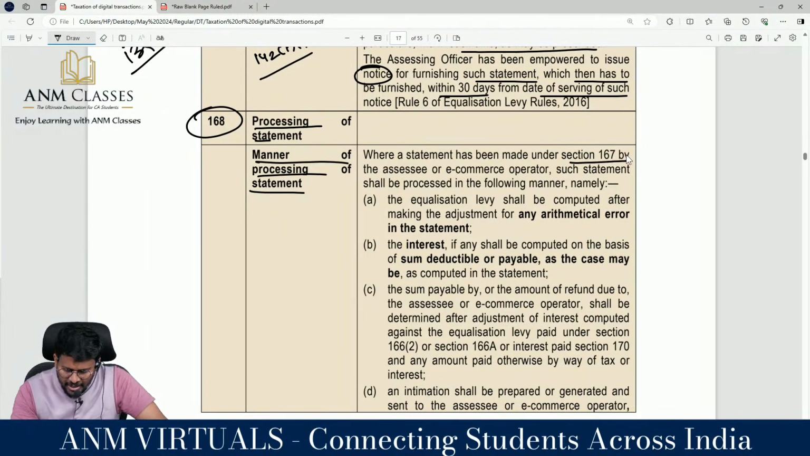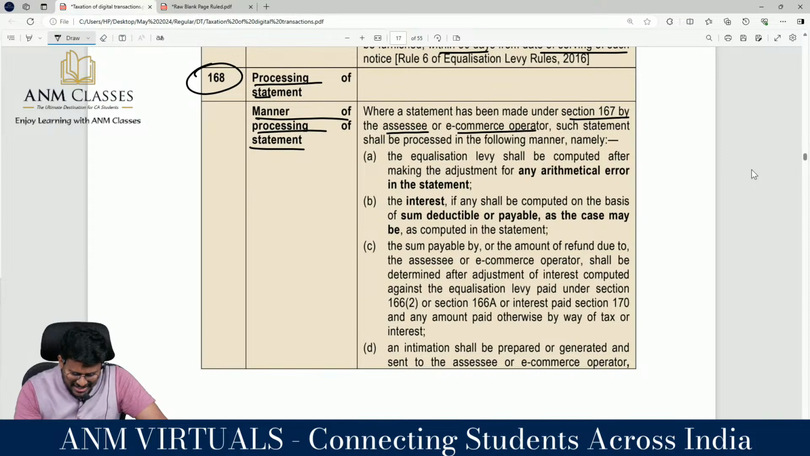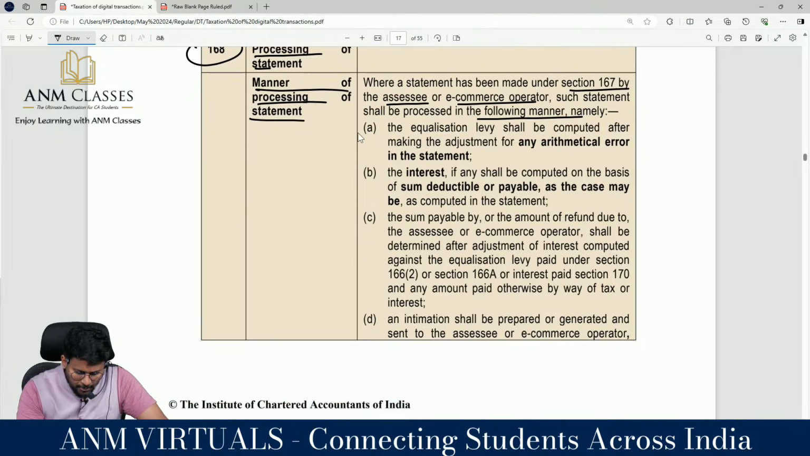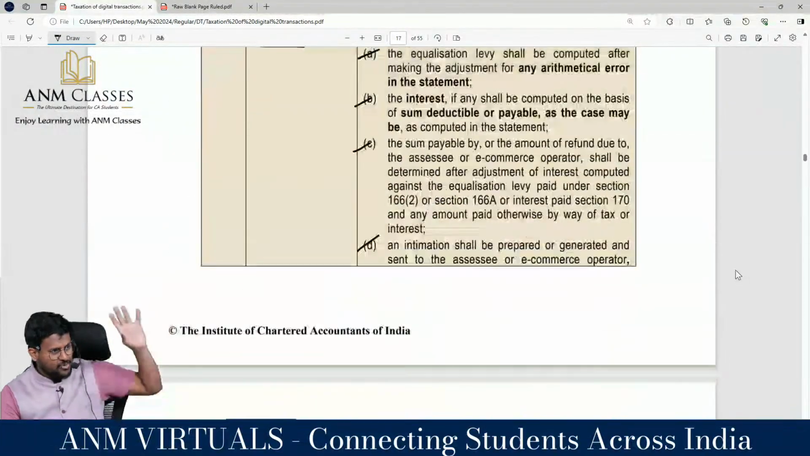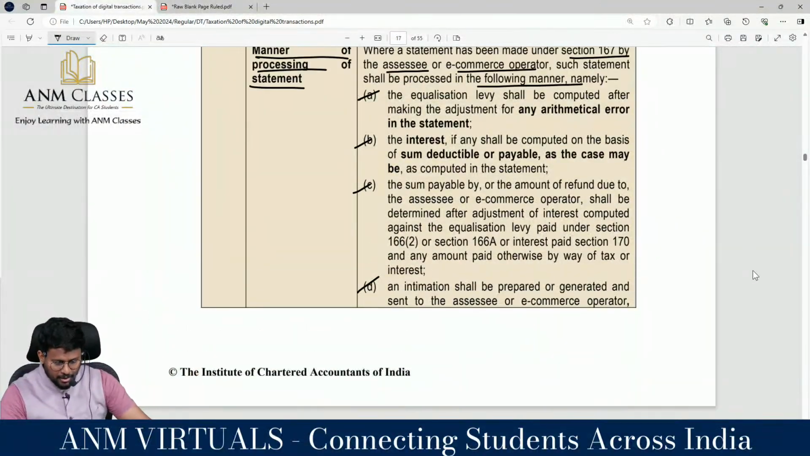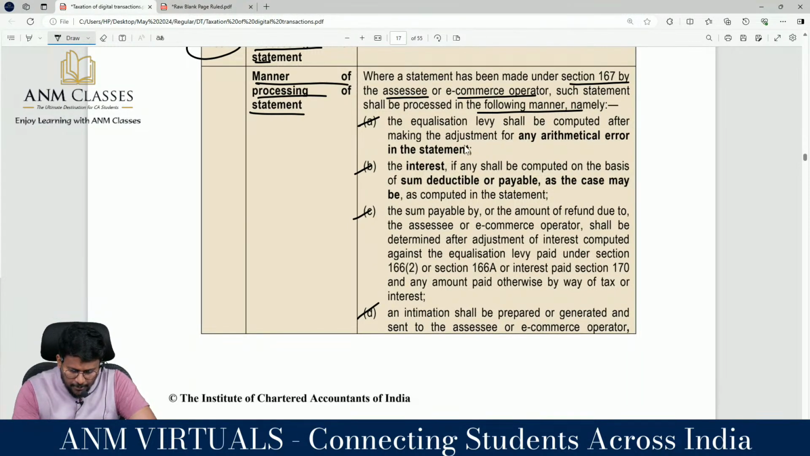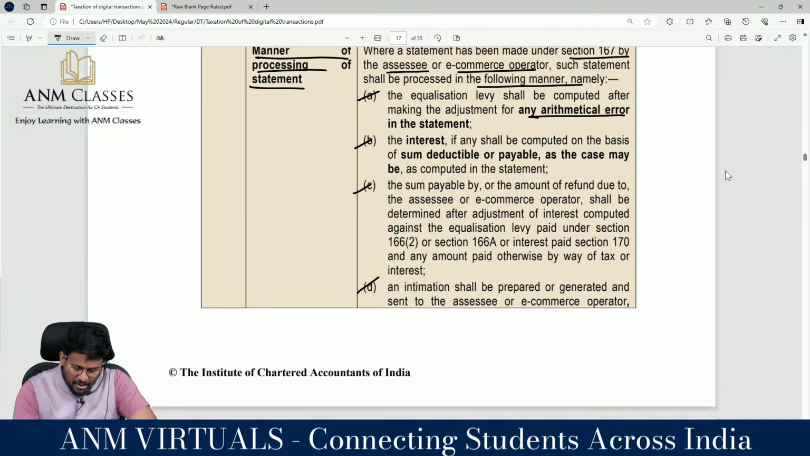Manner of processing of statement. Where a statement has been made under what section? Under 167 by the assessee or whom? Such statement shall be processed in the following manner, namely 1, 2, 3, 4. Number 1, the equalization levy shall be computed after making the adjustment for any arithmetical error, correct?